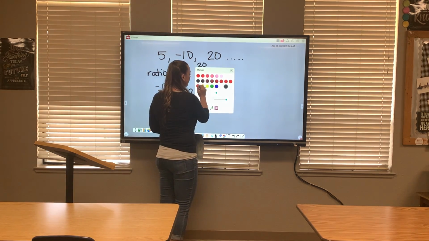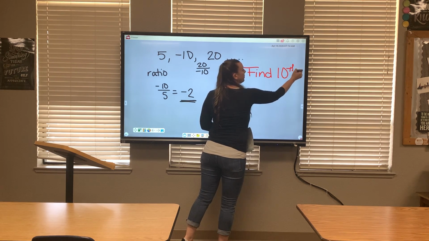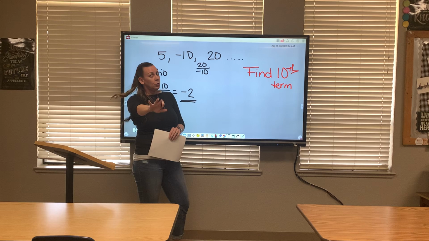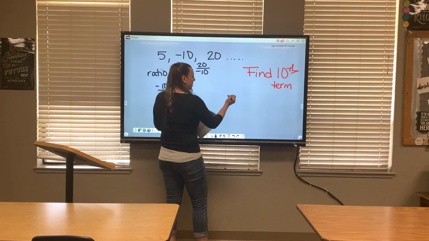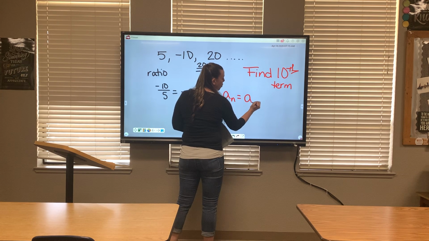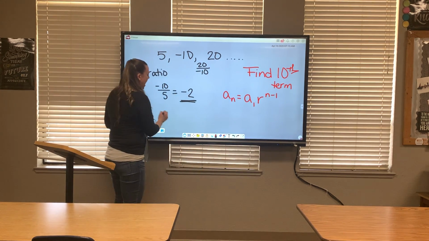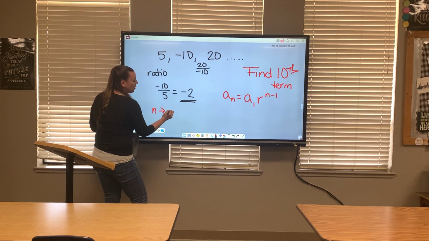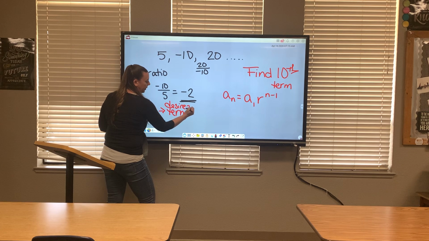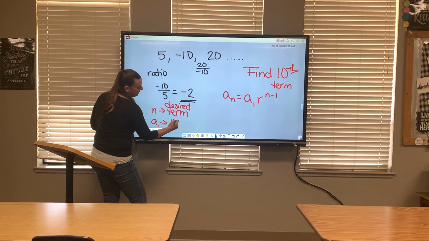Let's say I'm asked to find the 10th term. Okay, so there's a formula for this. For those of you who like formulas, here we go. We have a_n is going to equal a_1 times r^(n-1). Now, n is the term you want to get, or the desired term, okay? The a_1 is my first term.